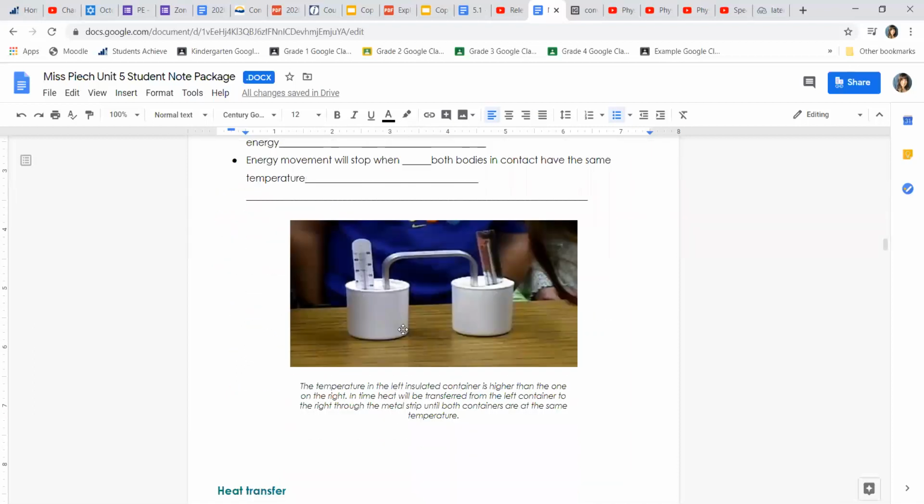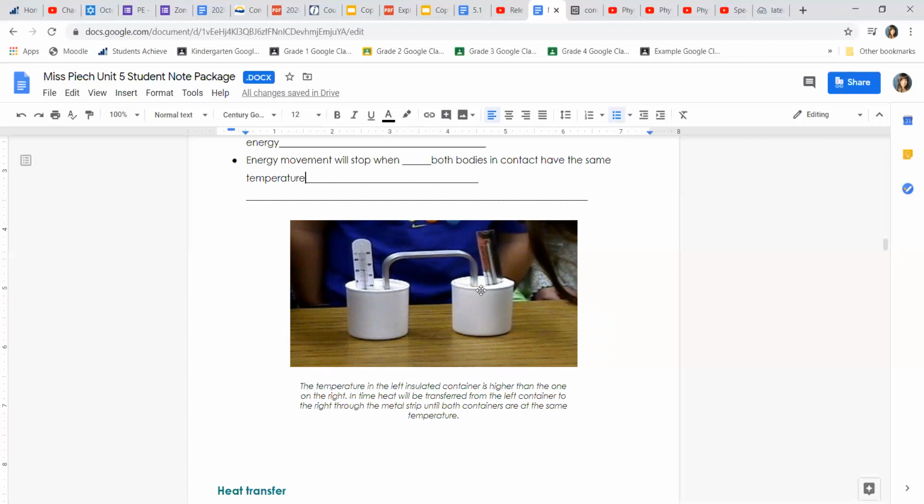So we're looking at this picture here, and we see that we have some insulated containers, and they have this metal strip going in between. What's really neat is, unfortunately in my notes it has the degrees written in there, so it's probably hard to see. The container on the left is 30 degrees. The one on the right is 10 degrees. What's interesting is that heat will be transferred from this container over to this side until they're both the same.